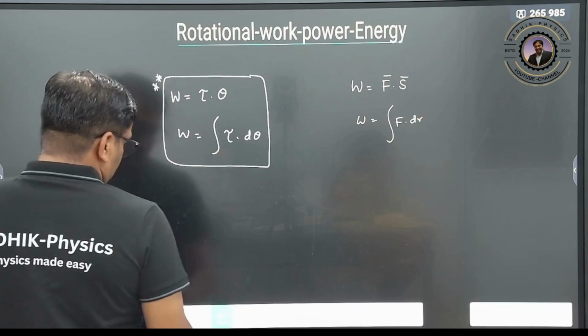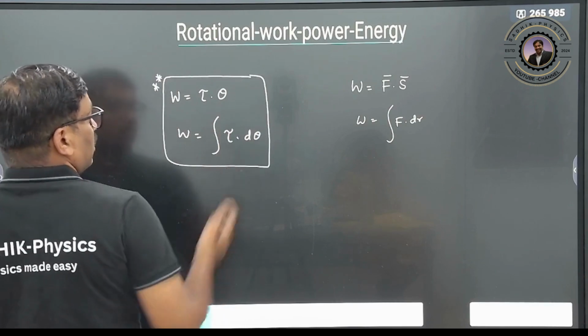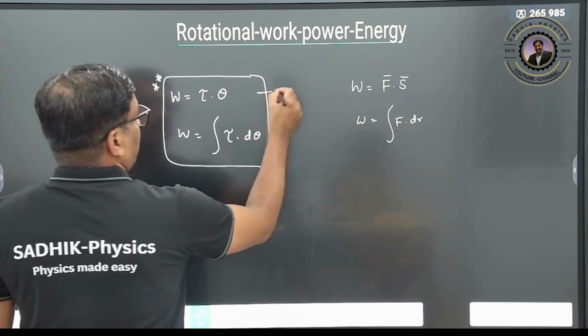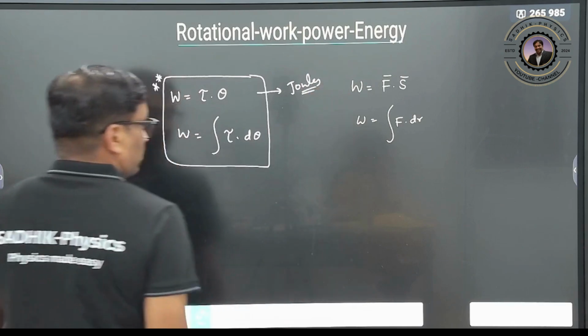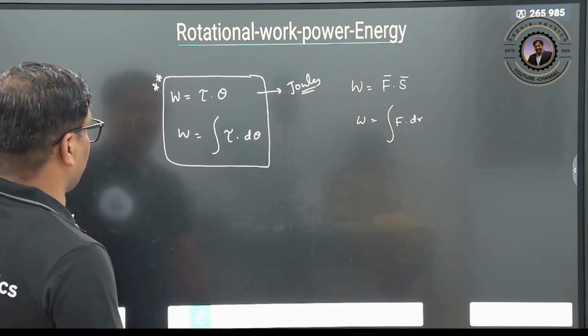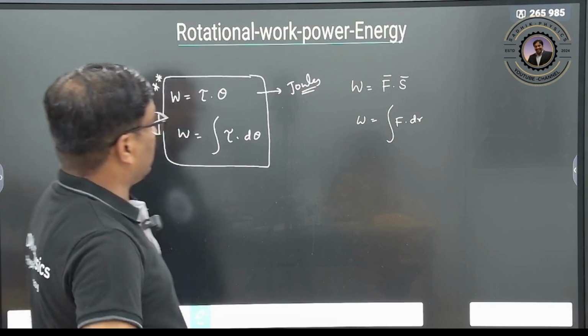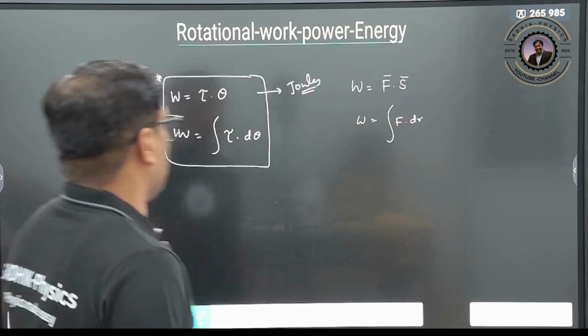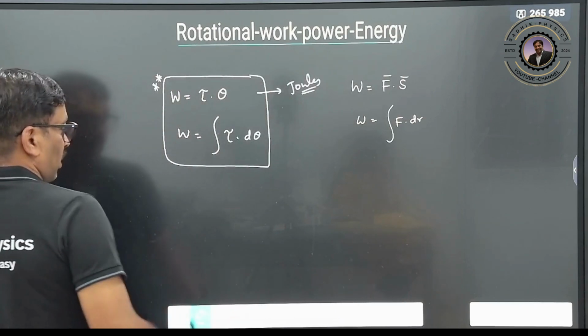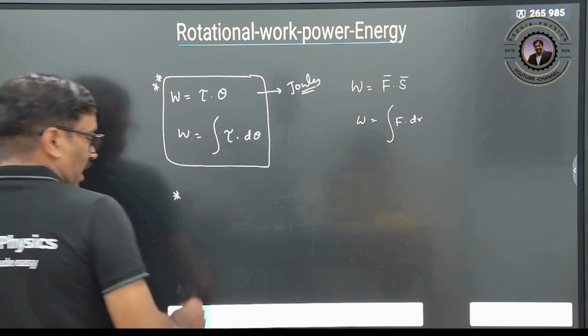Here theta is in radians. Torque is Newton meter, therefore the SI unit of work is joules. We already studied this. So work done is torque dot angular displacement.